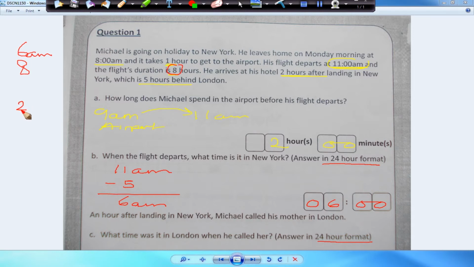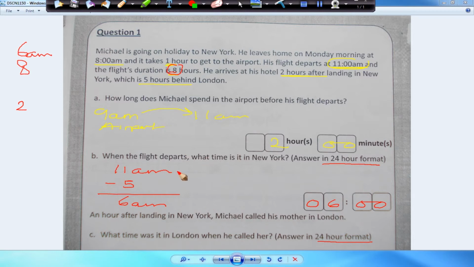And then what time did he actually call? So 9 hours after 11 o'clock is 20 hours. Okay. So we're going to add 8 hours plus an hour, 9 hours, isn't it? That's what we're doing now. So let's have a look what we'll get. So 6 o'clock in the morning. Then what time is it in London when he called her in London?